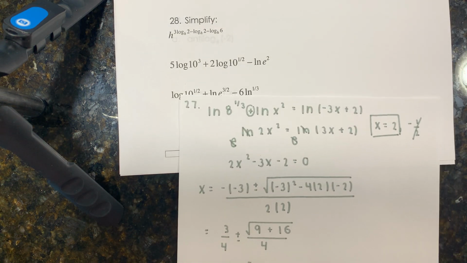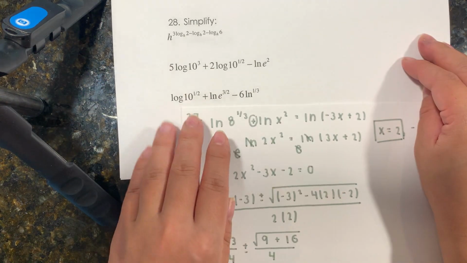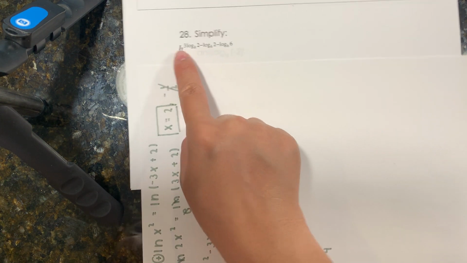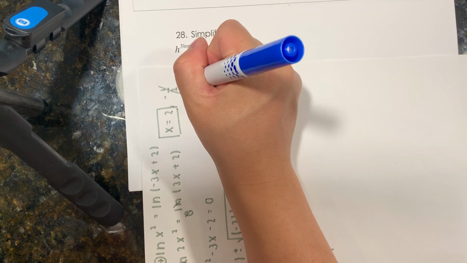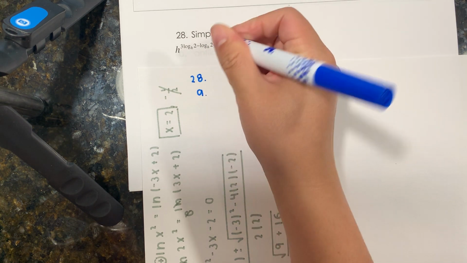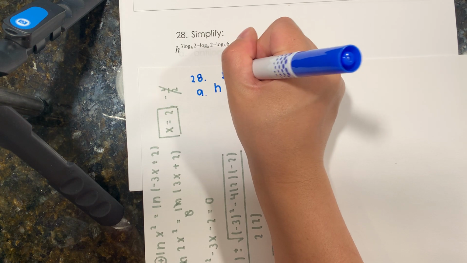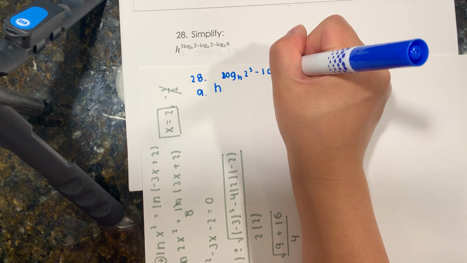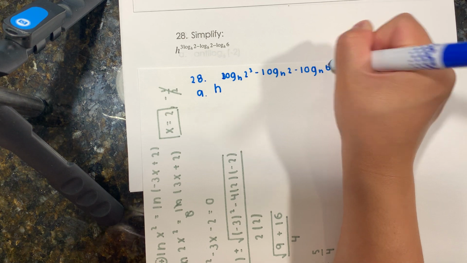Now looking at number 28, we do have 3 parts to this problem. So I'm going to take a little bit of space, but there's a number outside my logarithm here, which is going to become the exponent. So for number 28, I'm going to have h to the power of, log h 2 to the 3rd minus log h 2 minus log h 6.